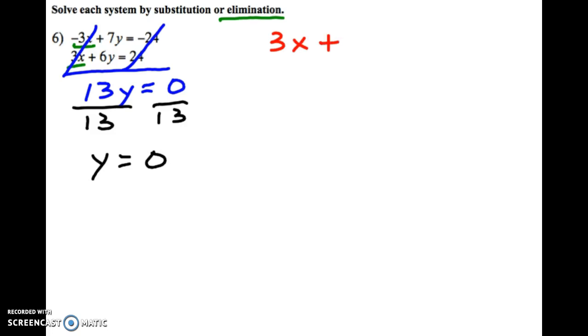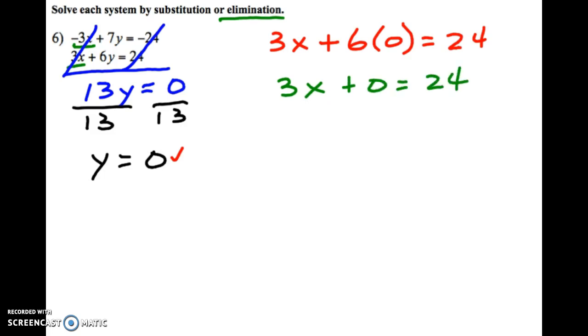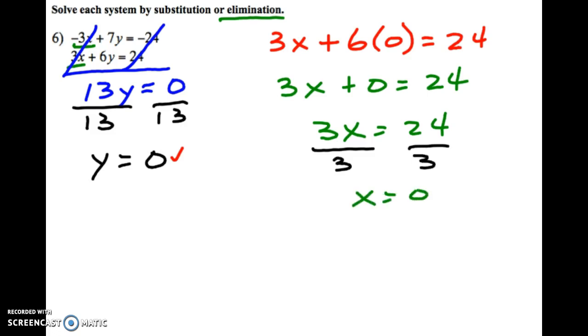So it was originally 3x plus 6y equals 24. So I'm going to rewrite the 3x plus 6 instead of y. We're going to put in the 0 that we got when we solved. We go ahead and do our math. 6 times 0 will be 0. So we got 3x equals 24. Divide by 3. And we're going to get x equals 8. So these two lines are going to cross at the point 8 and 0.